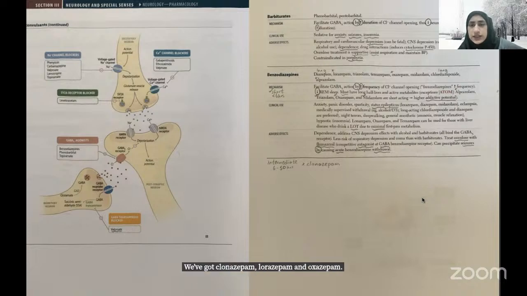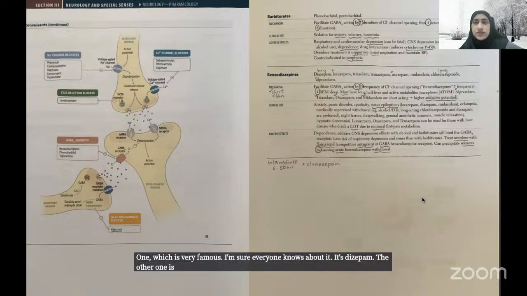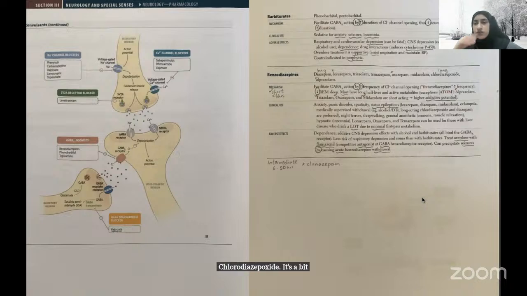So oxazepam, some people put it in the section of the short acting, while others like to think of it as an intermediate acting drug. So that's all right. Moving towards the long acting, there are two, and they're really important. One, which is very famous, I'm sure everyone knows about it, is diazepam. The other one is chlordiazepoxide. It's a bit long, but just remember the long one. If there's something starting with a C and it's long, it's a long acting one. That's how I remembered it.